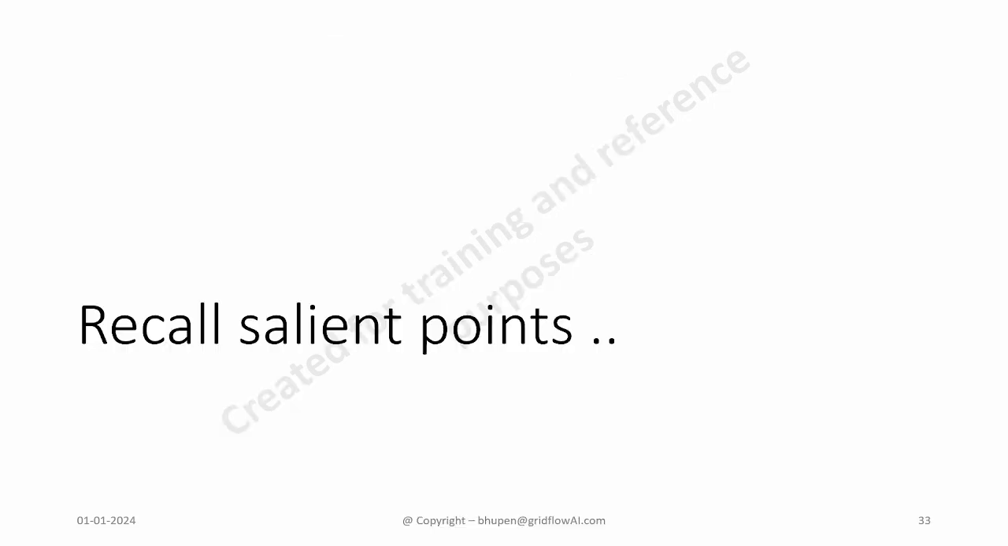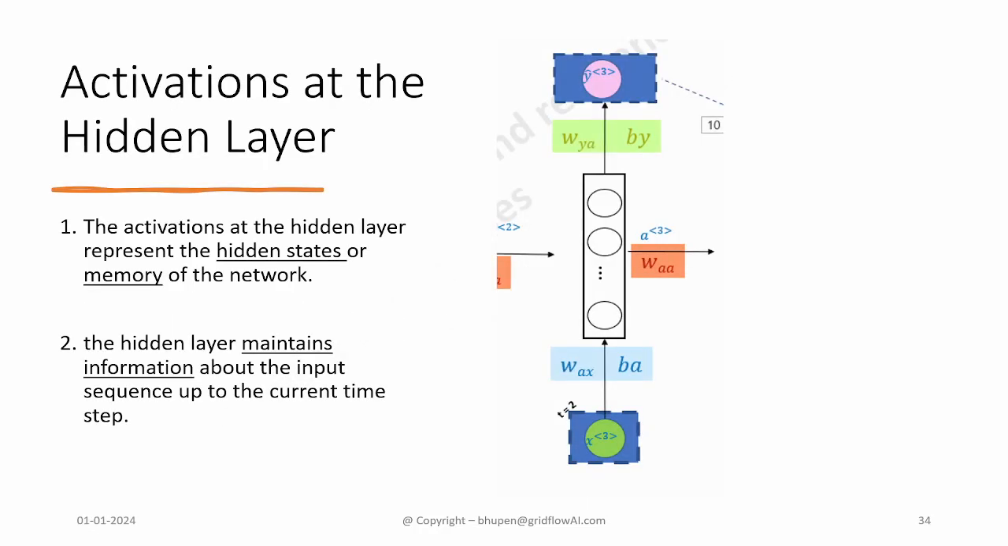Let's recall some of the salient points in terms of application usage. Let's have a deeper understanding of those that will help us build NLP applications. So this was our RNN cell here, and then we generated the activations at this point. We also generated the activation at this point. So this is called activation at the hidden layer, this particular one A3, time step 3. So this is called activation at the hidden layer.